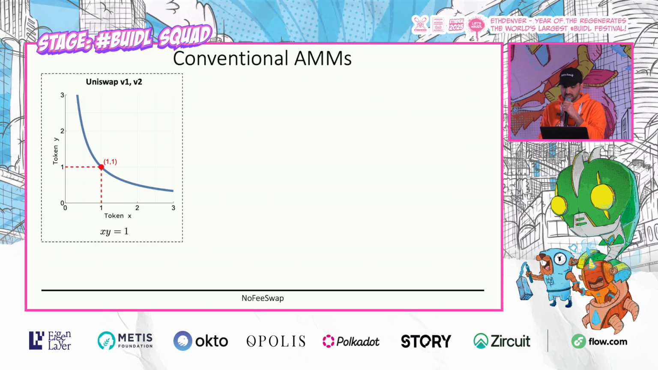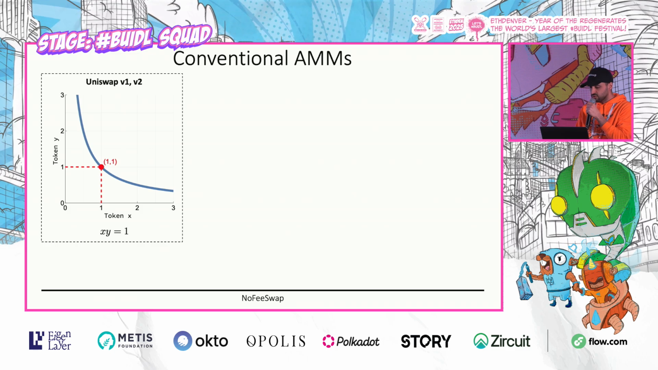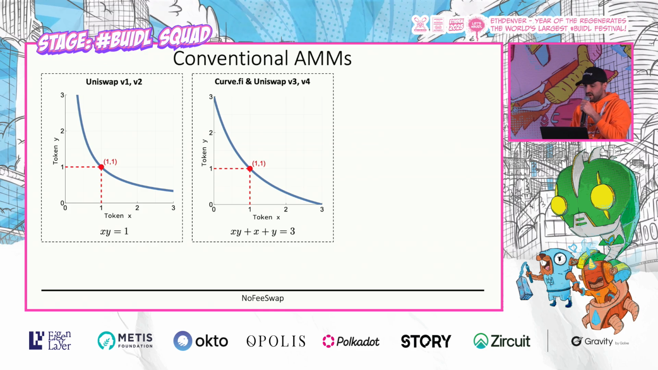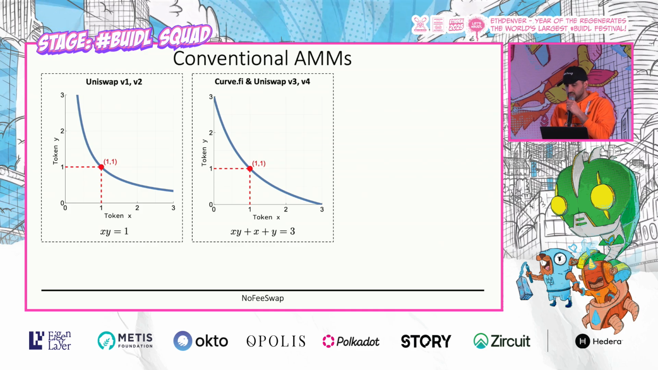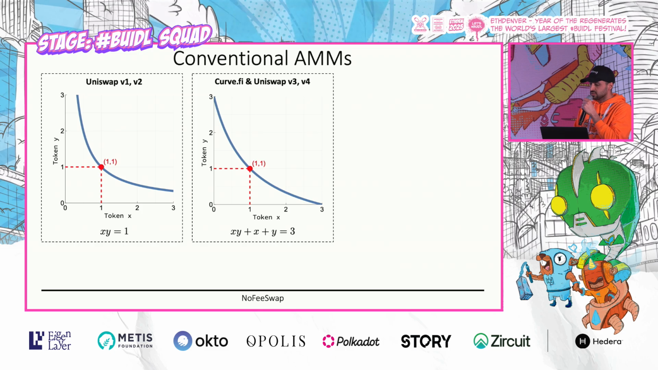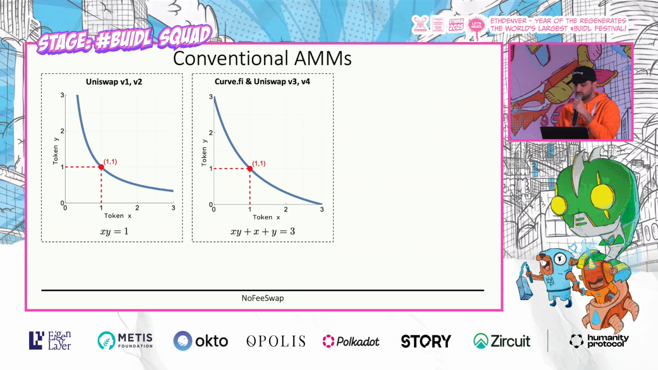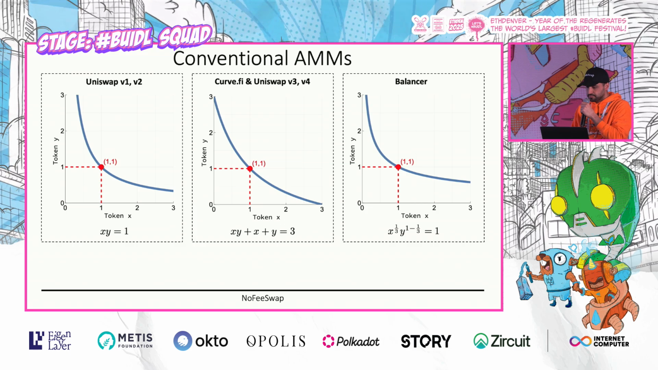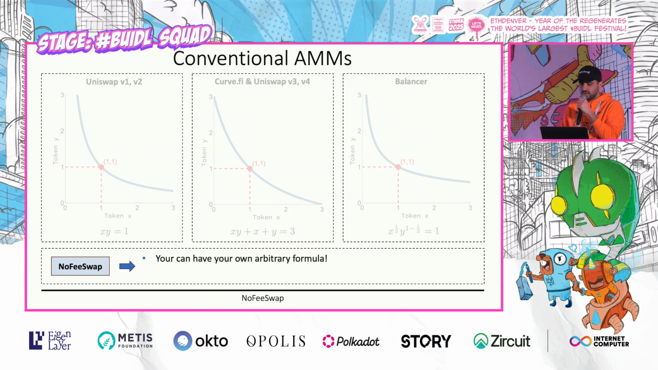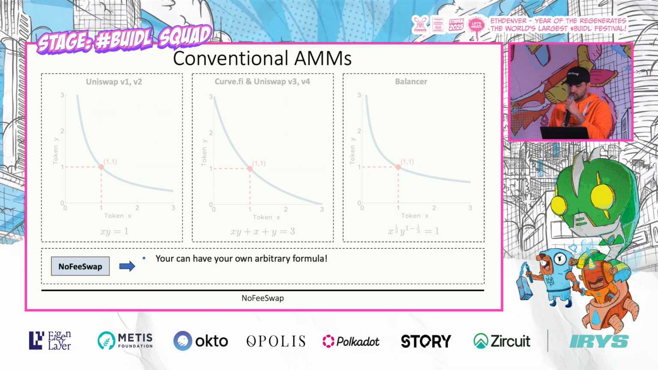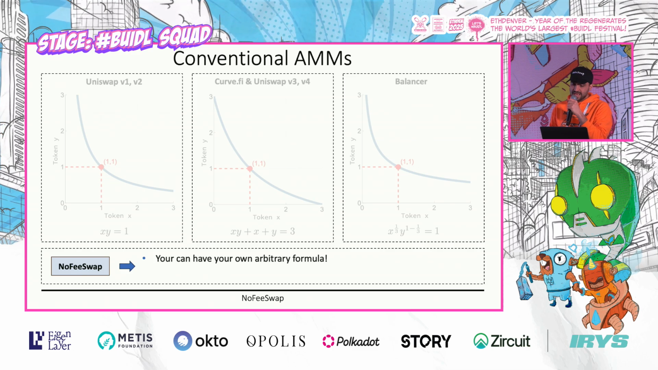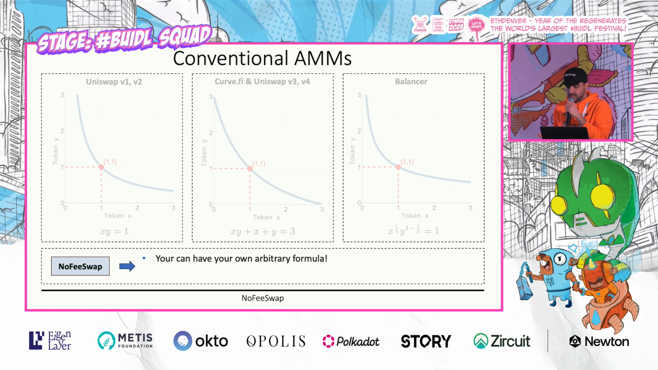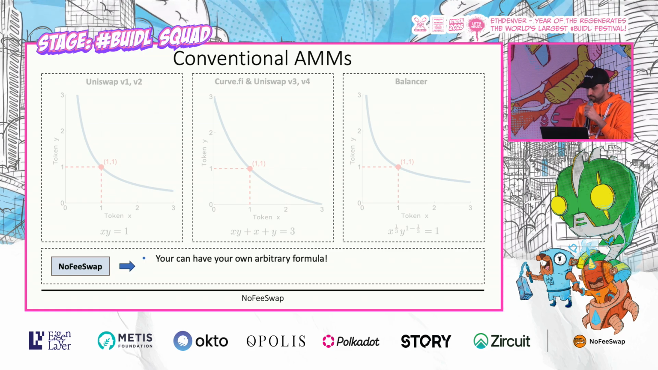Most of you are probably familiar with the well-known AMM formula xy equal to 1. There are other variants of this formula, such as the ones adopted by the Curve protocol, such as xy plus x plus y equal to 3, or the Balancer formula. The main idea behind NoFeeSwap is to allow you to choose your own arbitrary curve. And it can be anything. It doesn't even have to be a closed form algebraic expression like the above ones.